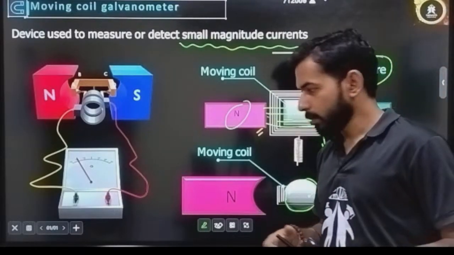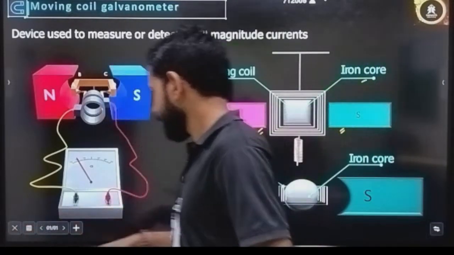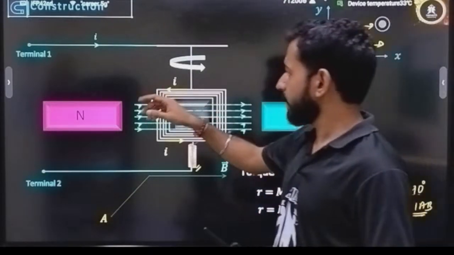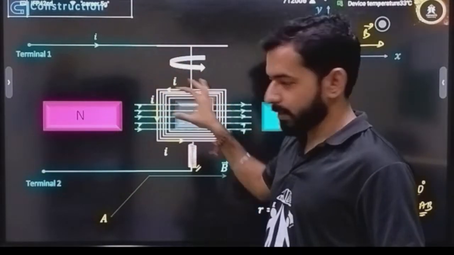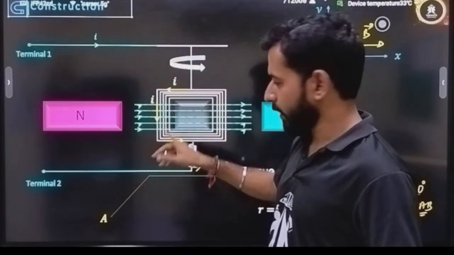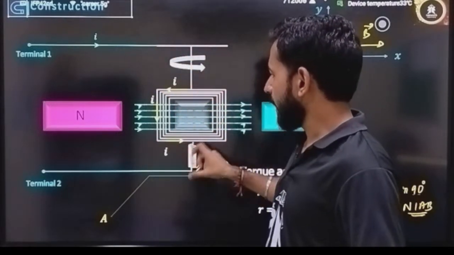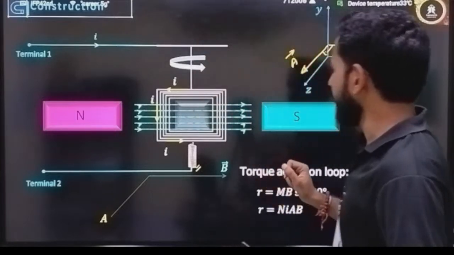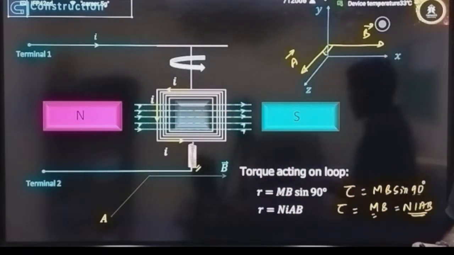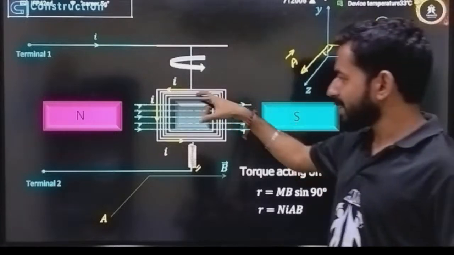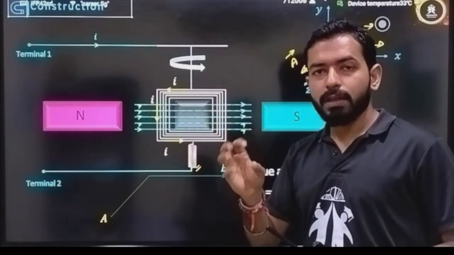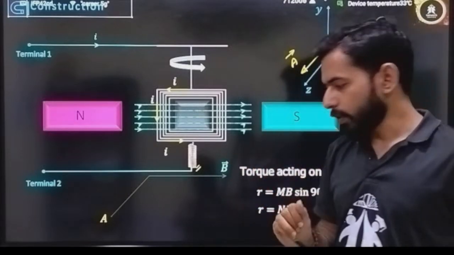Due to that, what will be happening? Now understand, there will be some torque applied. See here the current, it is now connected by, this is the galvanometer. Now it is connected by terminal 1 here and terminal 2 here. Now what will be happening when the current is coming? There will be some torque acting, correct? If there is some torque, it will start rotating. The iron core and the moving coil that is there will start rotating.